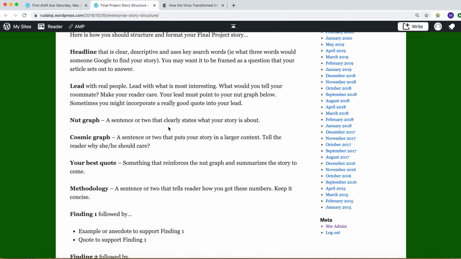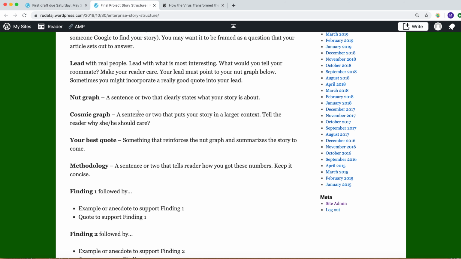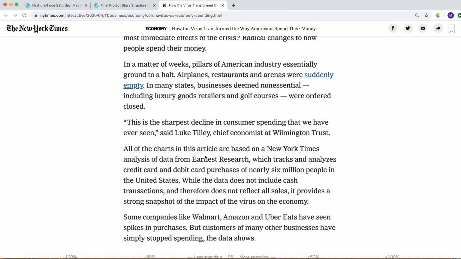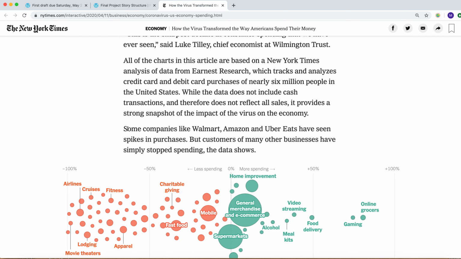Next, the nut graph, a sentence that clearly states what your story is about. I'll go down here a little bit. It's a little lower, but here it is. Here is their nut graph of their story. This is what this story is about.